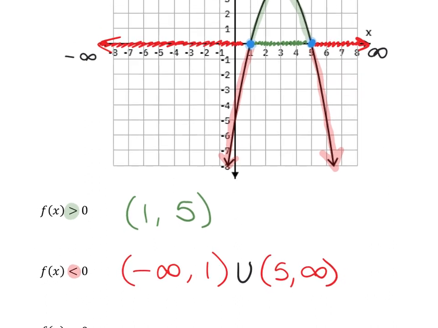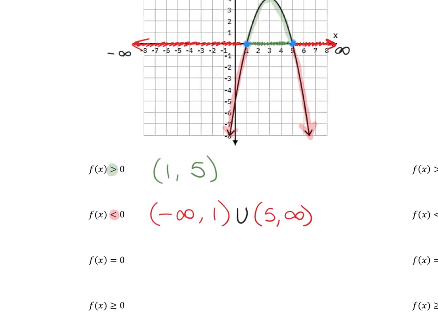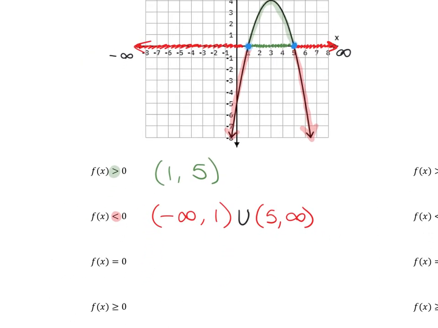Okay. I'm going to have to zoom out to get everything on here, so I'm sorry the display is not going to be great. Where is f of x equal to 0? There are two places where x is equal to 0, like Robert said, 1 and 5.